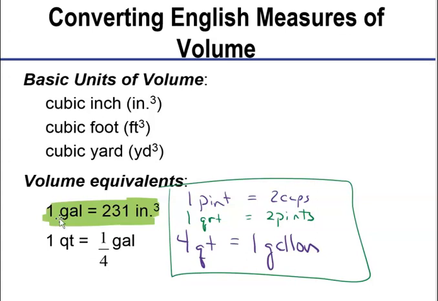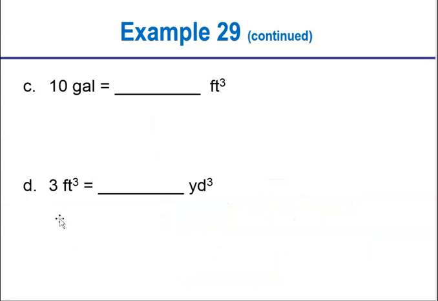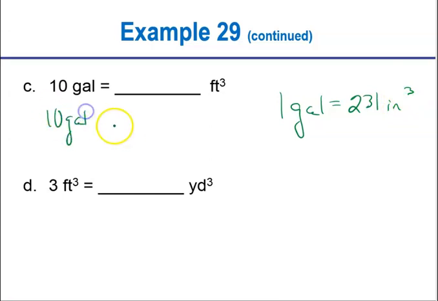Now I'm struggling to figure out where we were. Okay, again, 1 gallon. I'm going to write it down over here. 1 gallon is equal to 231 inches cubed. Okay, so if we have 10 gallons, we'll start there. So 10 gallons. I'm going to use my unity fraction.